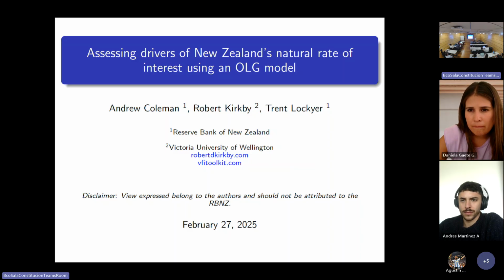Okay, thanks for having me. This is my first ever paper that comes with the disclaimer that these are our views, not the Reserve Bank of New Zealand's, which is where Andrew and Trent both are.